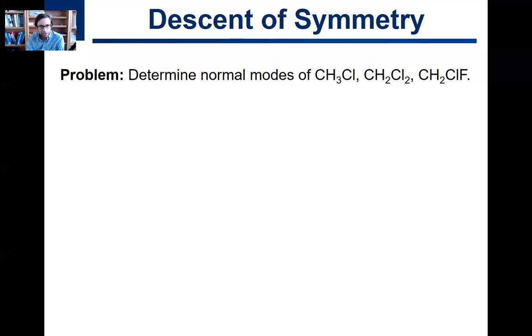All right, so we're going to learn a little trick here called the descent of symmetry. Suppose you have a problem: determine the normal modes of these three different molecules. We have chloromethane, dichloromethane, and chlorofluoromethane, right? You could do this right now with all the skills you have, in a very similar way to how you did methane.